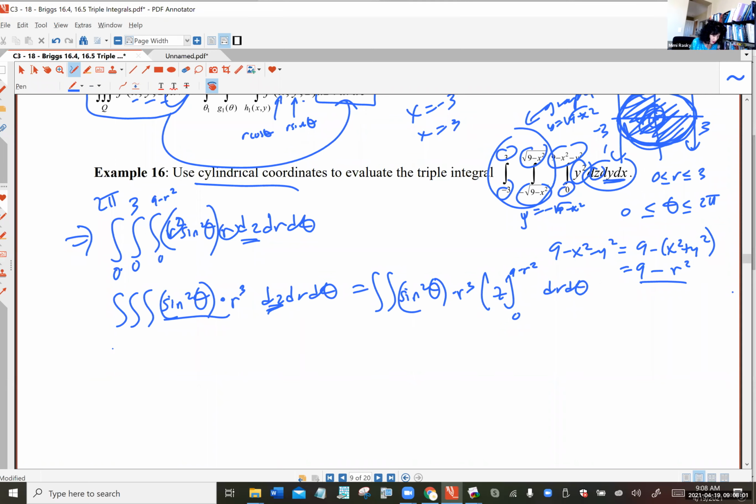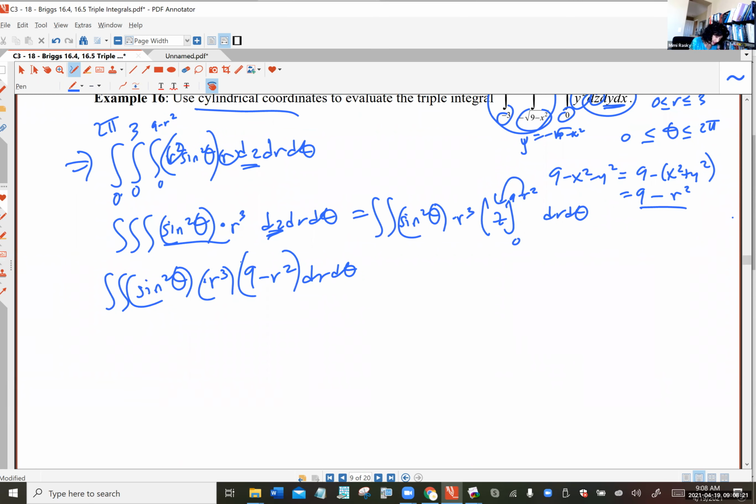Okay, fine. So then when you use your fundamental theorem of calculus, you plug in your upper limit, 9 minus r squared minus 0. So it's just going to be the 9 minus r squared only. And now this double integral just looks like a polar, because that's really what it is at this point.